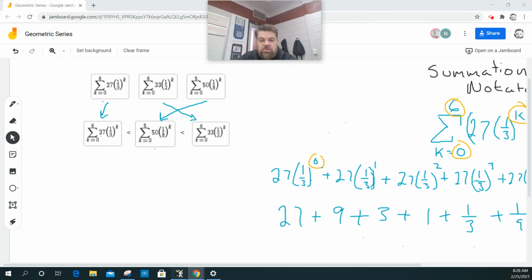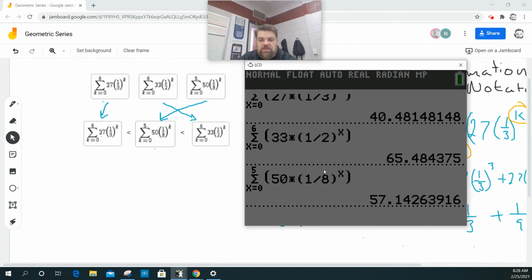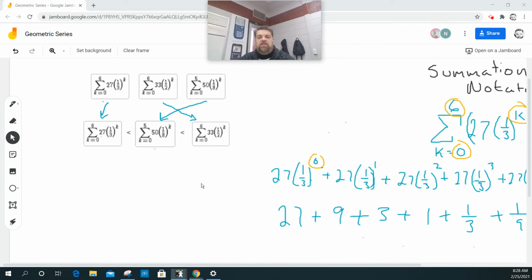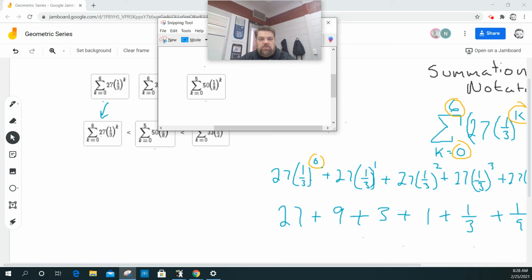I think, let me double check. We want to go from least to greatest. So the 27 one goes first. Then the next one is the 50, and then the last one is the 33. Yep, that's right. I'm going to take a screenshot of this though and incorporate it in the notes, that way if you guys need to look at it.